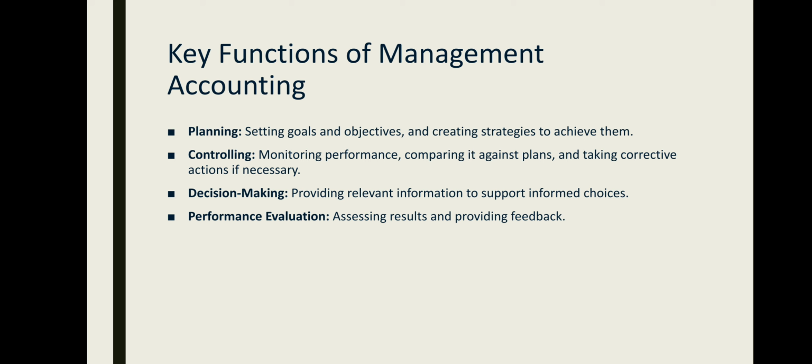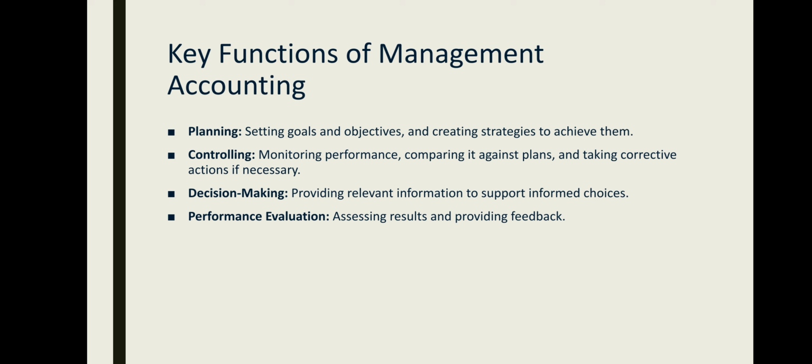The second one is controlling. What is controlling? Controlling means comparing the standard performance with the actual performance, and if there is any variance or difference between them, then the organization takes corrective measures to rectify it. Controlling includes monitoring performance, comparing it against plans and taking corrective actions if any variations or differences exist.